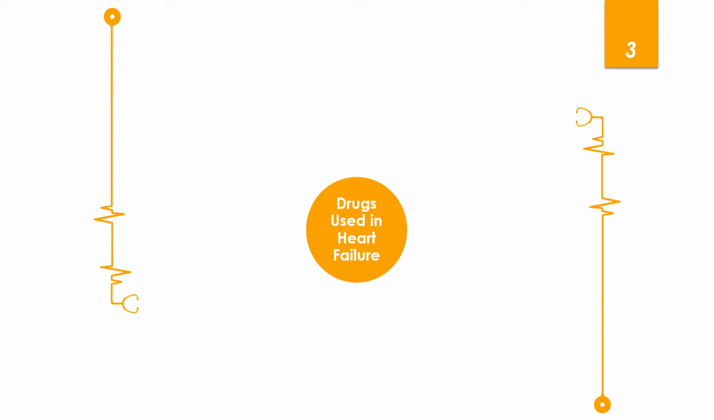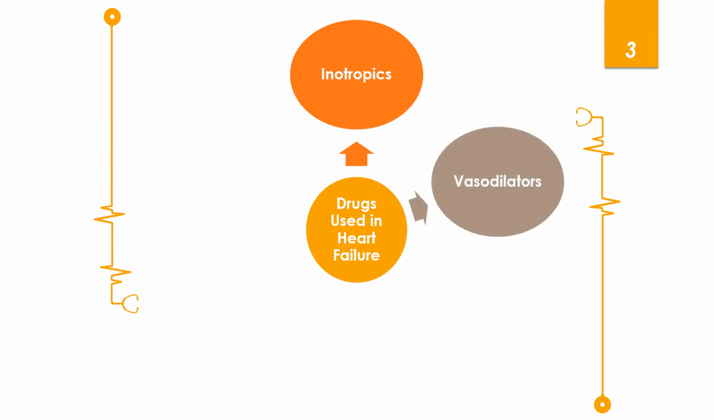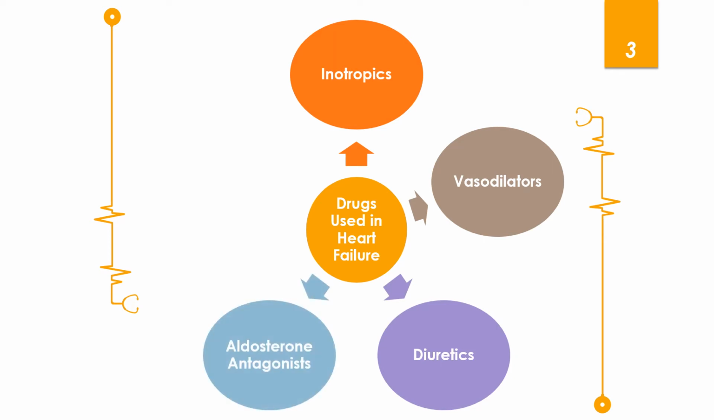Drugs used in heart failure. Number one is the inotropic class. Number two is the vasodilators. Number three is the diuretics. Number four is the aldosterone antagonists. And number five is the beta blockers.